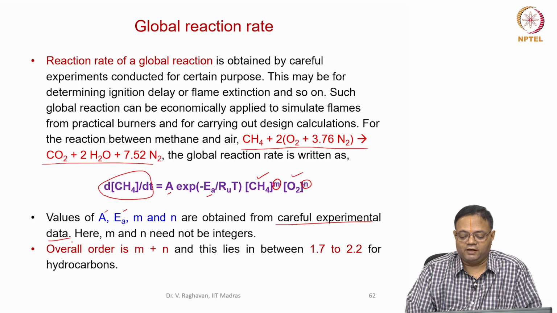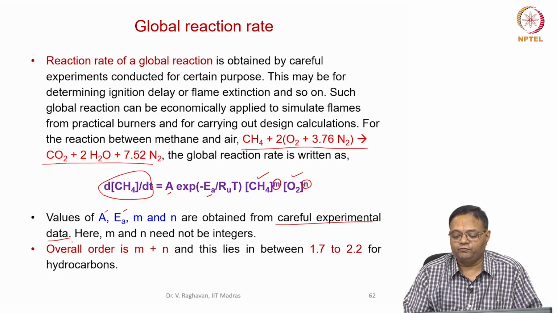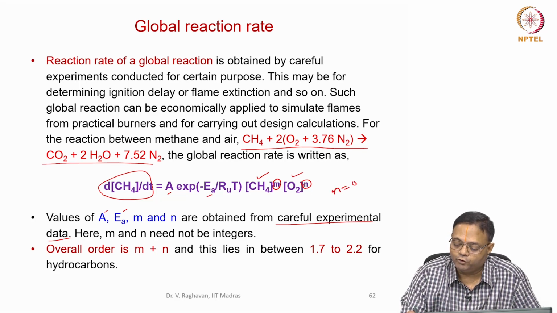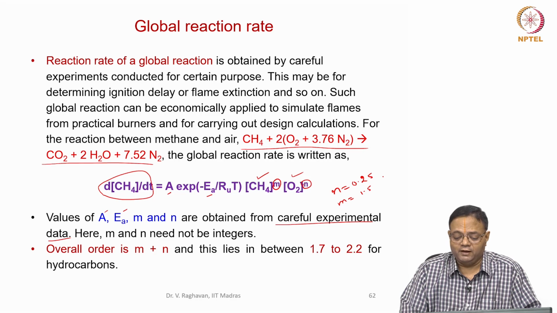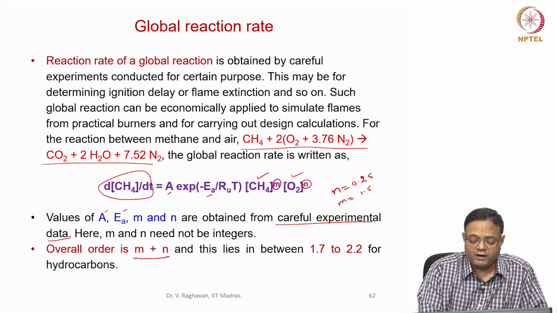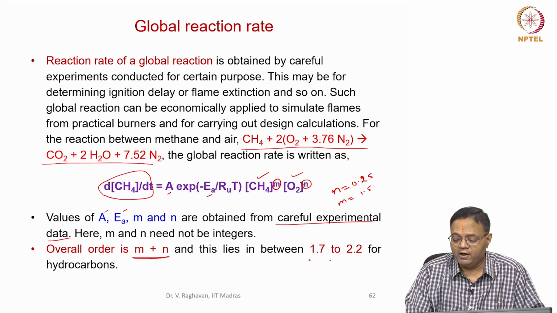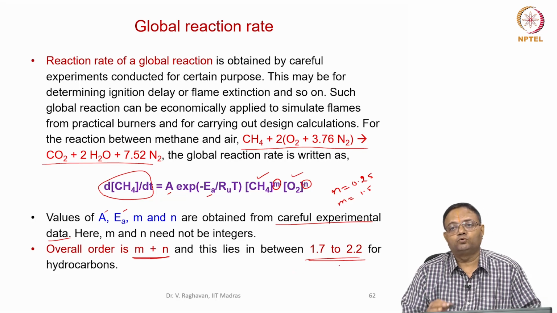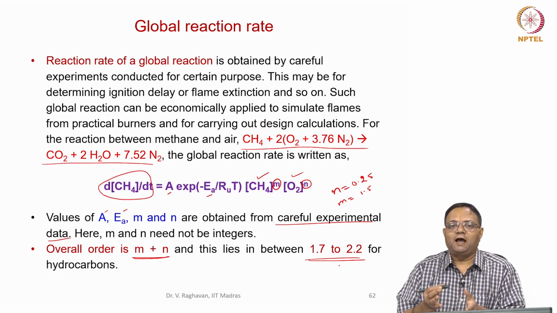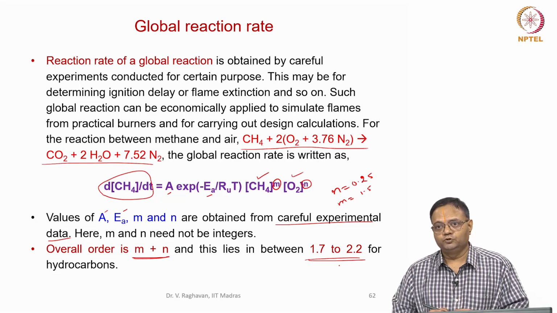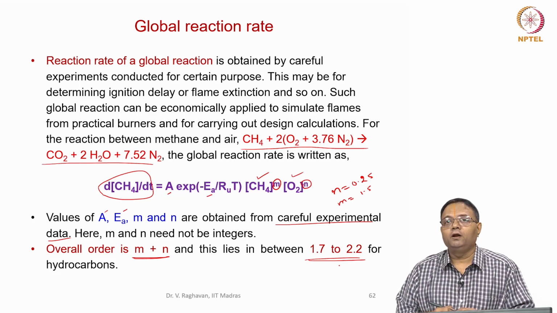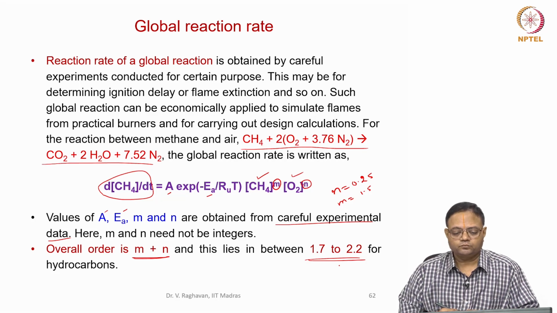and in this case M and N will not be integers. For example, N can be 0.25, M can be 1.5 and so on. Basically, the order of this reaction, M plus N, varies from 1.7 to 2.2. Again, the average will be about 2, but you can see that it need not be an integer. So this is about the global reaction rate.